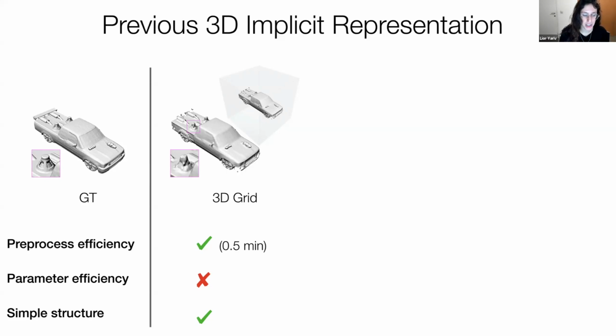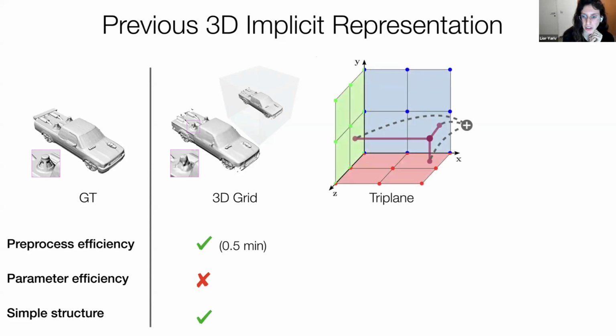But in terms of the trade-off between the approximation and the parameter efficiency, you have a lot of redundant voxels that don't store any information that is required, right? Because you only have information around the surface itself, and that is why it's not parameter efficient in that sense. And because of that, people tried to improve this representation and suggested the three-plane representation.